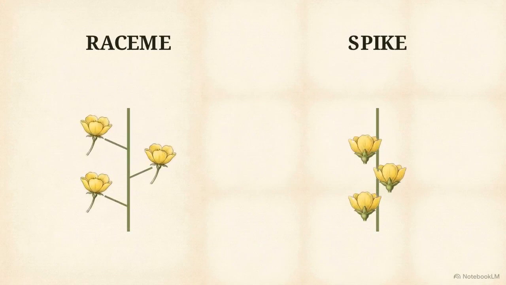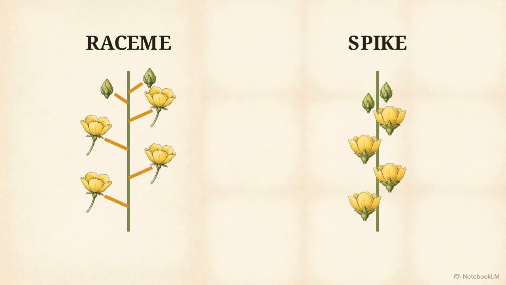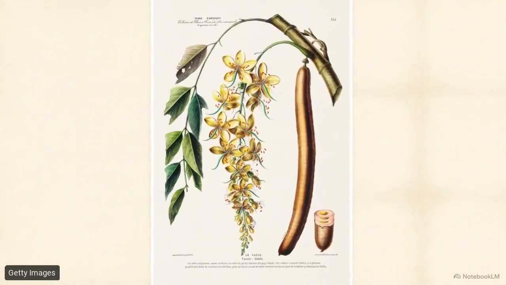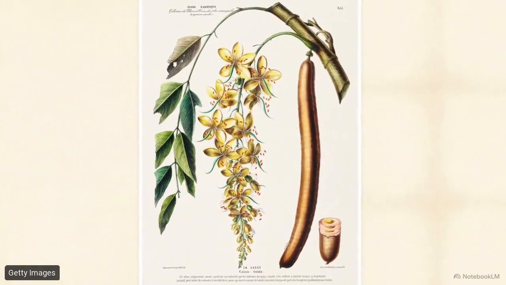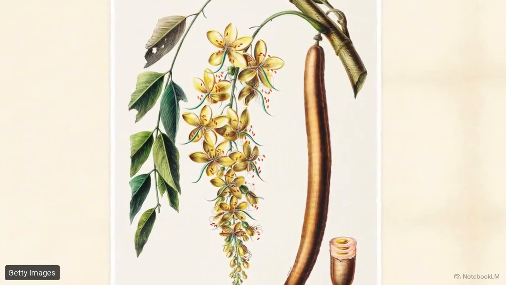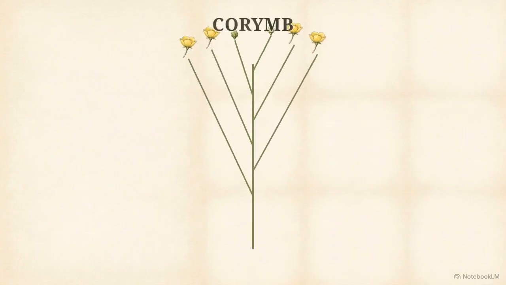Racemose types are differentiated by the stalks of the individual flowers. A typical raceme has stalked flowers, while a spike consists of sessile flowers attached directly to the axis. In this illustration of Cassia fistula, the yellow flowers are held by long, prominent pedicels, identifying it as a typical raceme. Shape variations depend on how these stalks elongate.